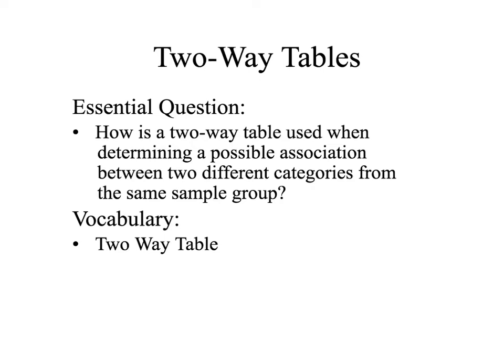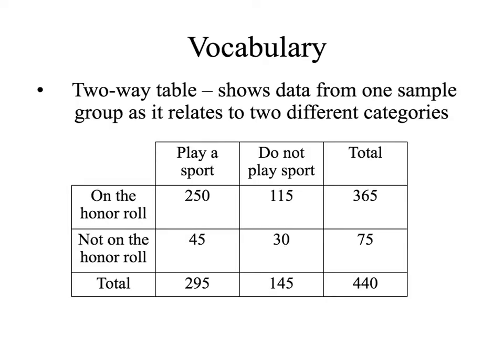A two-way table is basically comparing two different groups of data, not in a chart. So in our scatter plot, we compared two different groups of data, but we were using a graph. Here we're going to be using more of a table. So here's an example of a two-way table.